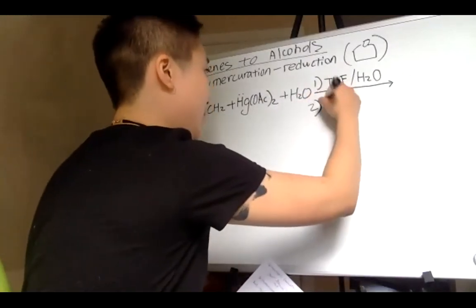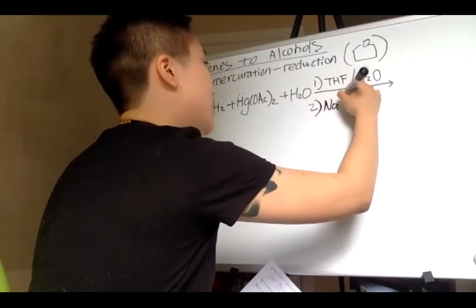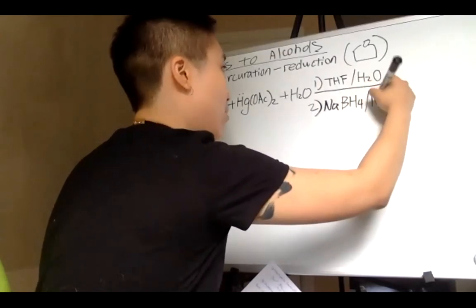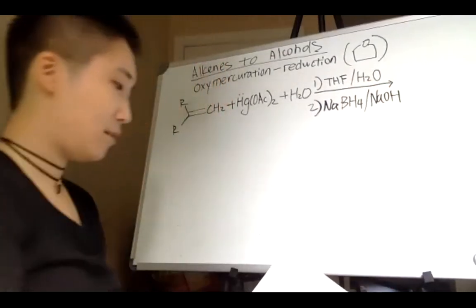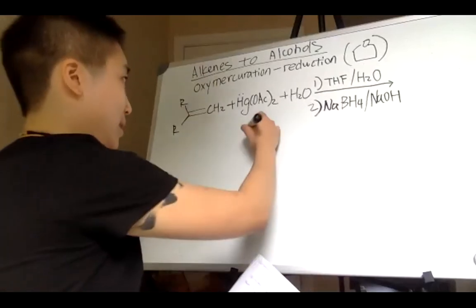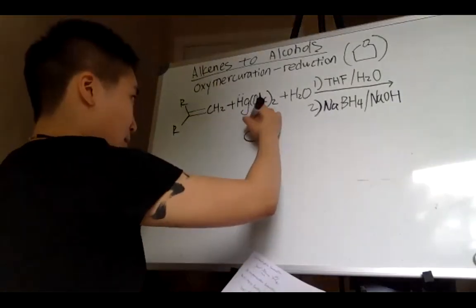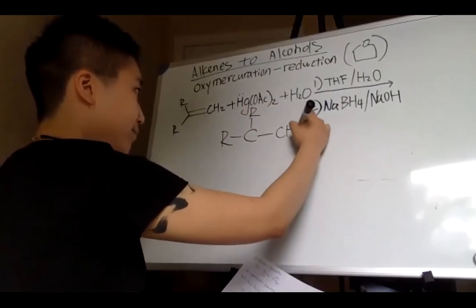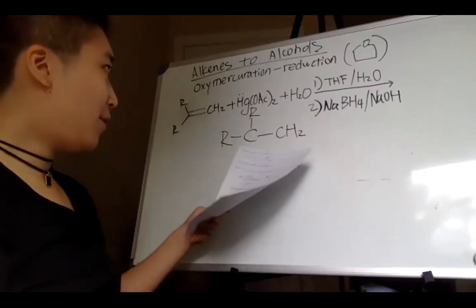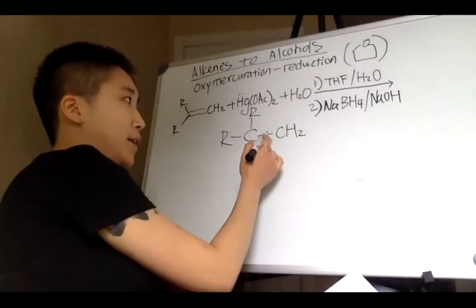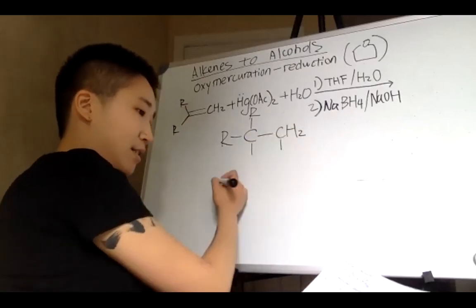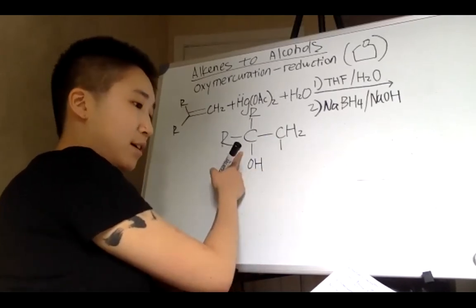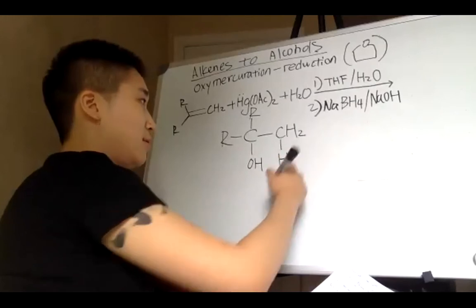The second step is the reduction step, which is sodium borohydride and NaOH. What's going to end up forming is, I'm going to redraw my generic alkene. And instead of drawing a double bond here, I'm going to draw 2 single bonds with 2 different things attached. I'm going to add an OH to the first carbon and an H to the second carbon.